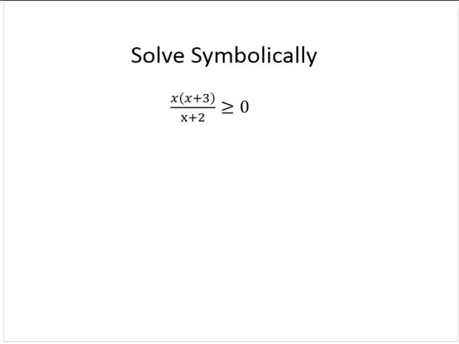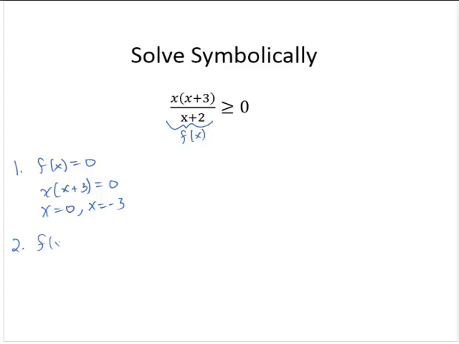Solve symbolically: x times (x plus 3) divided by (x plus 2) is greater than or equal to 0. Since we have a rational function compared to 0, if we think of that as our f of x, we want to find where the function is equal to 0 and where the function is undefined. So first, where is f of x equal to 0? Well, that function would be equal to 0 if the numerator equals 0. So we have x times (x plus 3) equals 0, which implies that x is 0 or x is negative 3.